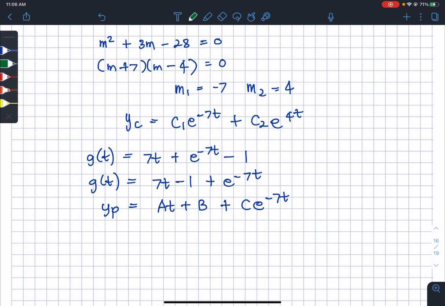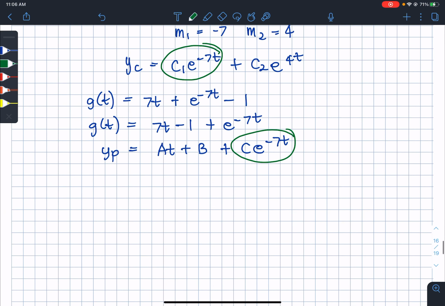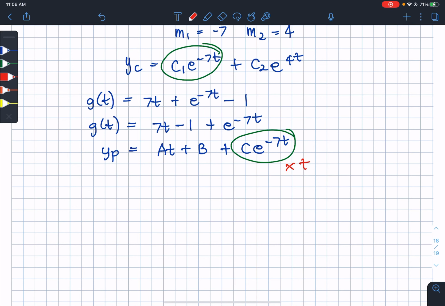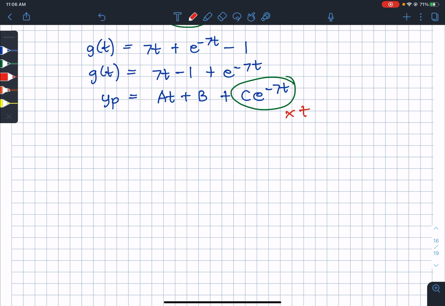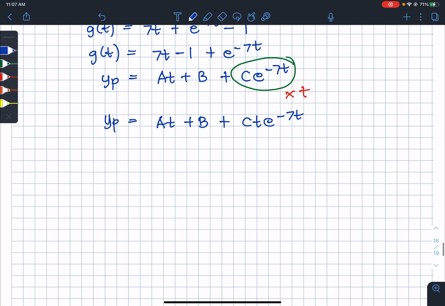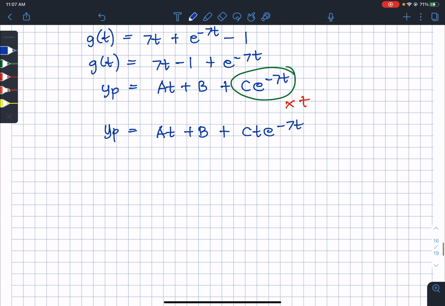However, there's a presence of the e raised to negative 7t on the particular as well as on the complementary. So therefore, we're going to multiply this one by t, and that would make our yp equal to at plus b plus ct e raised to negative 7t. And then that is with double prime and triple prime.